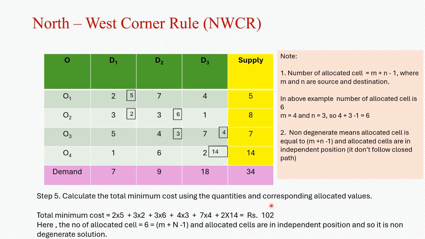Here, number of allocated cells is equal to m plus n minus 1, where m and n are source and destination. Number of allocated cells is 6, m is equal to 4 and n is equal to 3, so 4 plus 3 minus 1 is equal to 6. This solution is non-degenerate. A solution is said to be non-degenerate if allocated cells are equal to m plus n minus 1 and allocated cells are in independent position, they don't follow closed path.